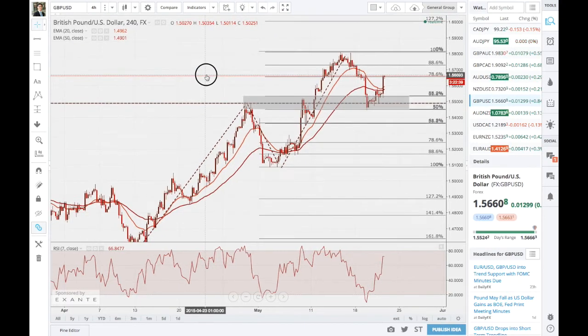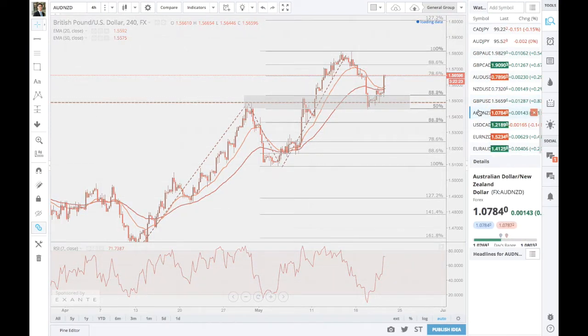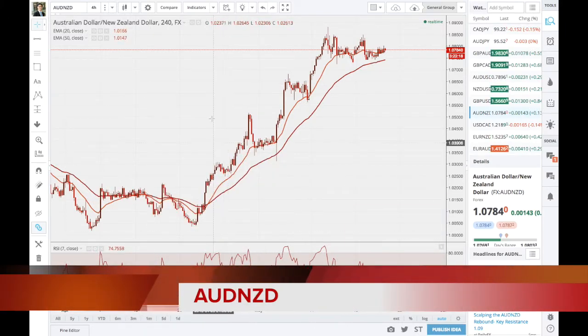This is a setup that has played out. As the saying goes, if you missed it, don't chase the trade. We have something very similar, using the same concept and methodology, on the Aussie New Zealand pair. If we go to this pair itself, let me just clear off all the drawing tools.